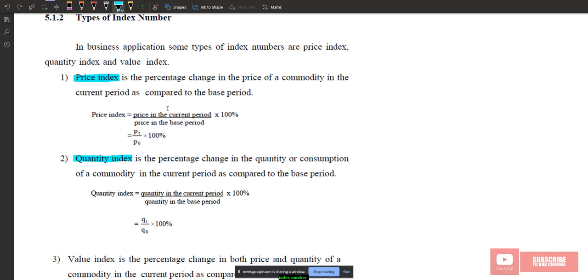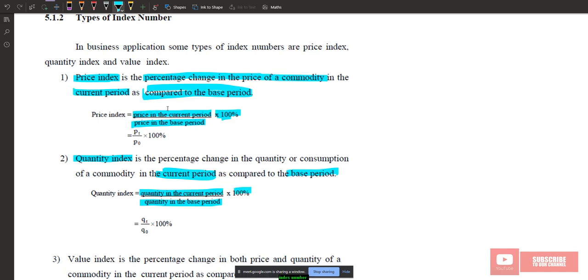The price index number is the percentage change in the price of the commodity in the current period as compared to the base period, right? So the price index is the price for current period divided by price in base period multiplied by 100%. Same goes for quantity index. Quantity index is the percentage change in the quantity in current period compared to base period, right? Quantity in current period divided by quantity in base period multiplied by 100%. So this is a quantity index.